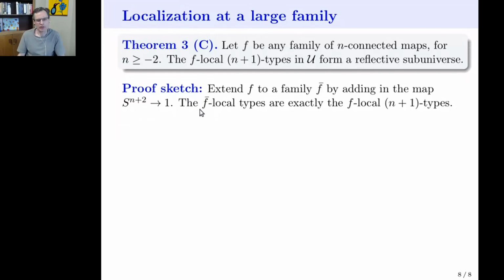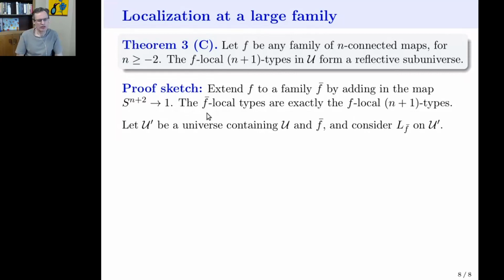Being local with respect to the extended family is the same as being local with respect to the original family, as well as with respect to this map. But the example from earlier shows that being local with respect to this map is the same as being n plus 1 truncated. So we're really studying the types that are local with respect to this extended family. So now let's just pick a universe that contains our given universe and contains this family f bar. So it contains the indexing type for it and all the domains and codomains. And let's just look at the localization that we know exists on U prime using the RSS result.